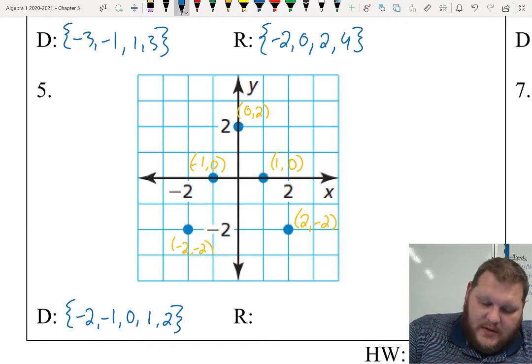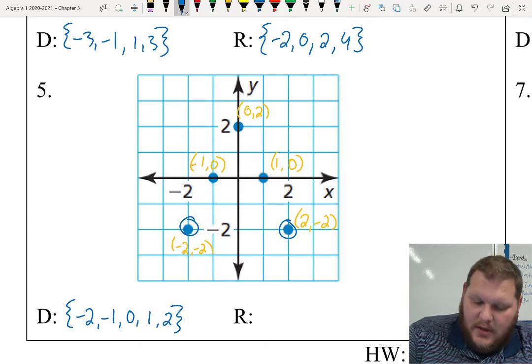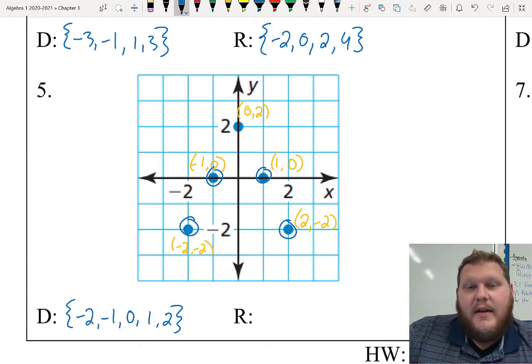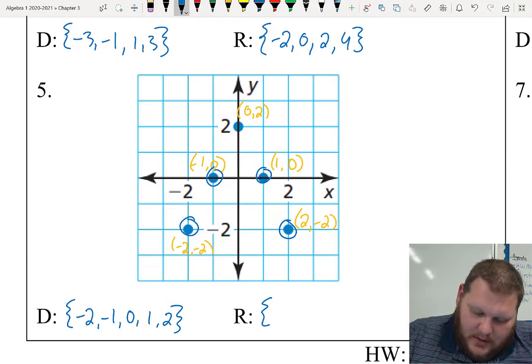But my y values, you can see this point and this point have the same y value, -2. This one and this one have the same y value of 0. So I only really have 3 distinct y values in my graph. And those would be -2, 0, and 2.